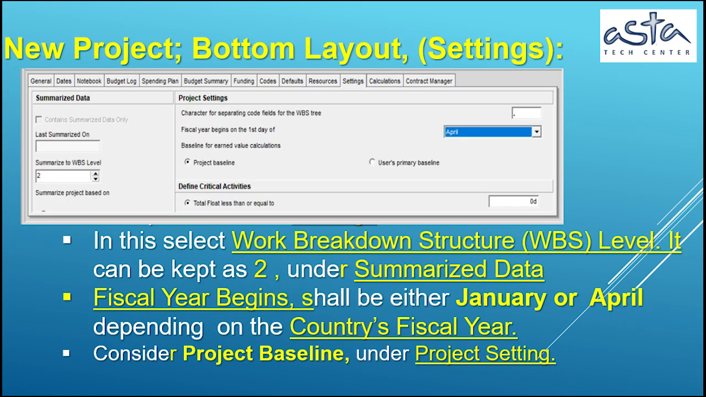New project, bottom layout, settings tab. In this tab, select work breakdown structure, WBS level, it can be kept as 2, under summarize data. Fiscal year begins will be either January or April, depending upon the country's fiscal year. Consider project baseline, under project settings.